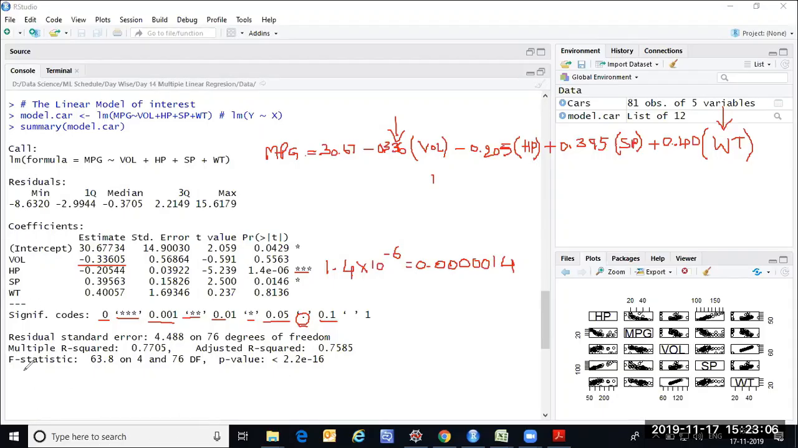But what is the overall accuracy of this model that we built?